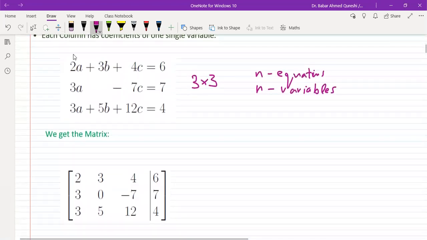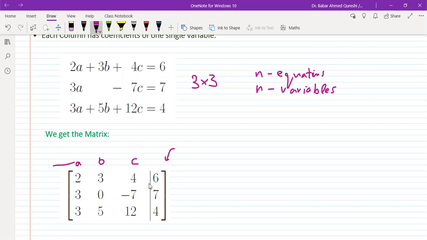So what you're doing is collecting the coefficients of variable A in the first column. So this is the column of A's. This is the column of B's. You have a 0 here because in the second equation, you don't have a B. Or in other words, the coefficient of B is 0. This is the column of C's. And this column, which comes after this line, are your constants.